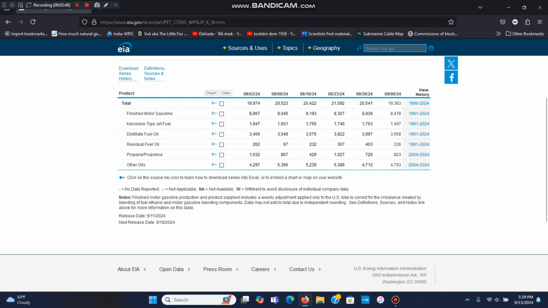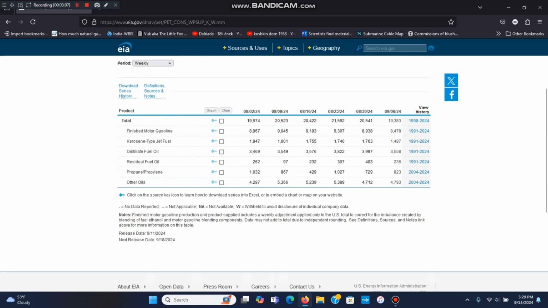With the total up top, you'll see over here, most recent week, first week of September, total was 19.4, which broke down into about 8.5 million barrels per day of gasoline, 1.5 million barrels per day of jet fuel, 3.6 million barrels per day of diesel, and then everything else so on downwards.